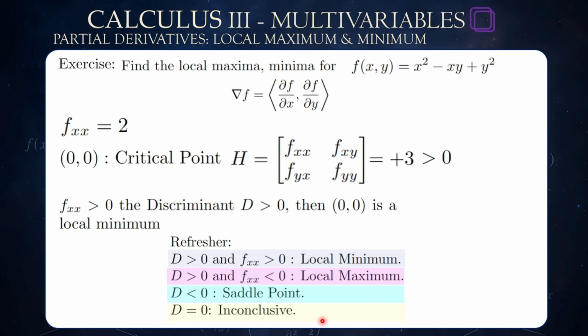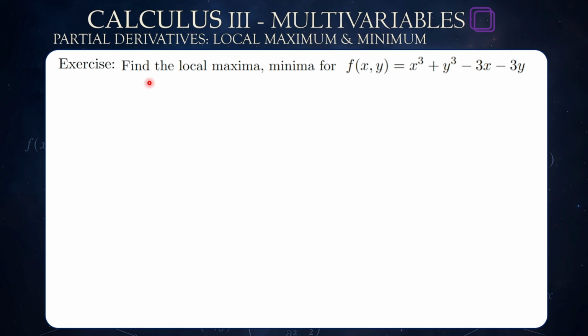We cannot know. Another one: find the local maxima and minima for f(x, y) equals x to the power of 3 plus y^3 minus 3x minus 3y. Of course, you can pause the video and try to solve it yourself. Nabla f is equal to the partial of f over x, partial of f over y. Let's find the first derivatives with respect to x and y.